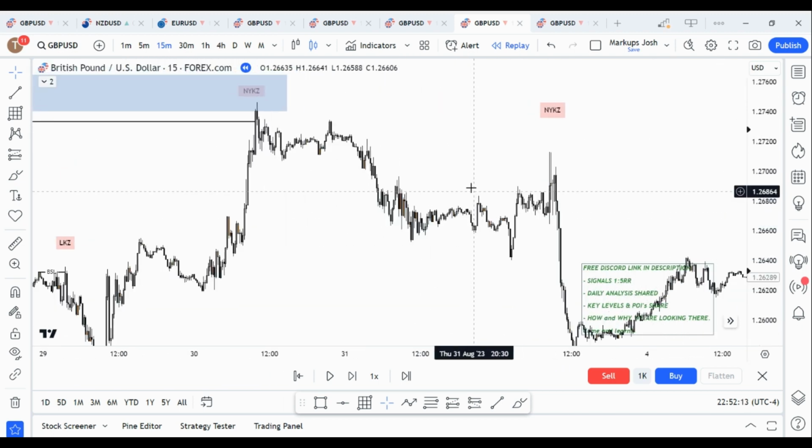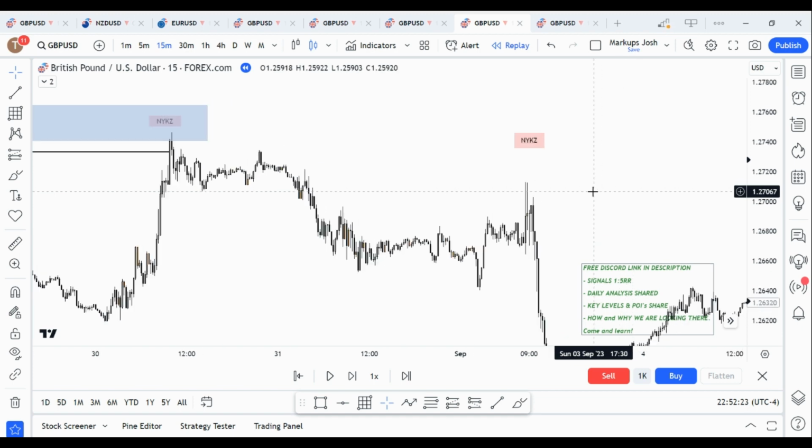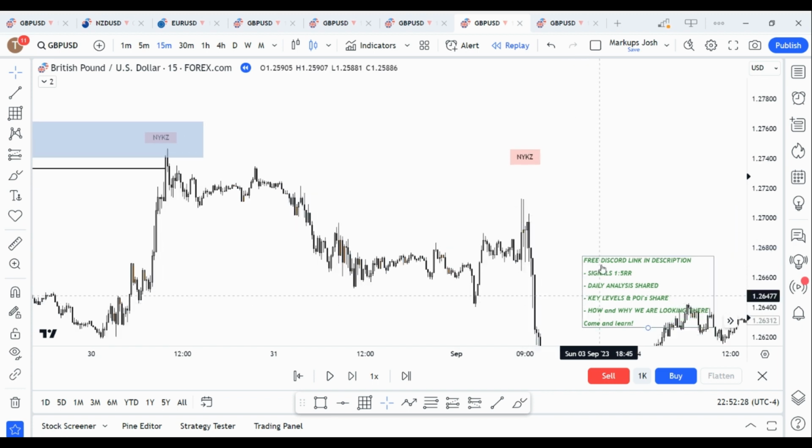And you get the idea. So I was just trying to make this as simple as possible. You want to make sure that you're looking for runs on liquidity and your entries during London kill zone or New York kill zone, because these are the best and most high probability times to be looking.